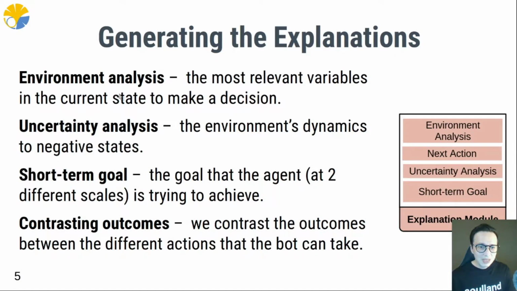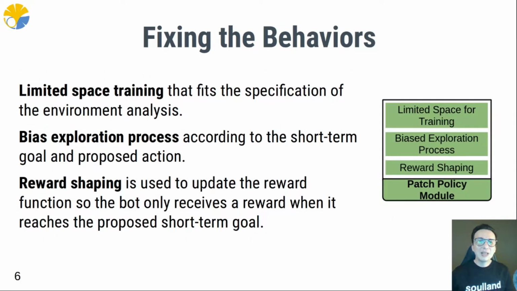Then the last one is the contrasting outcomes. What we do is that we contrast the outcomes between the different actions that the bot can take. In this way, we can better understand why the bot prefers one action over the other. Now let me explain how we fix the behaviors using the feedback from users.